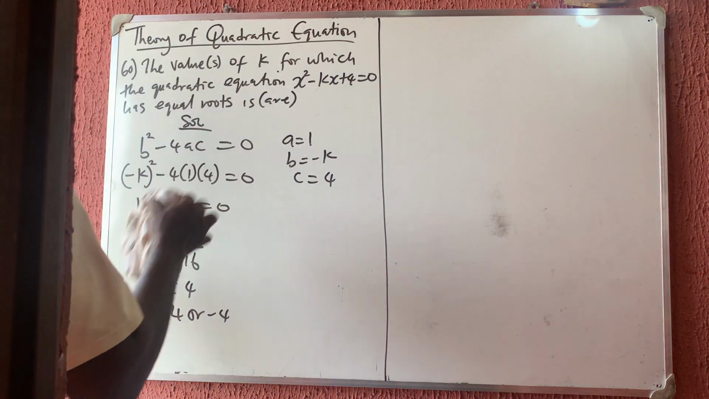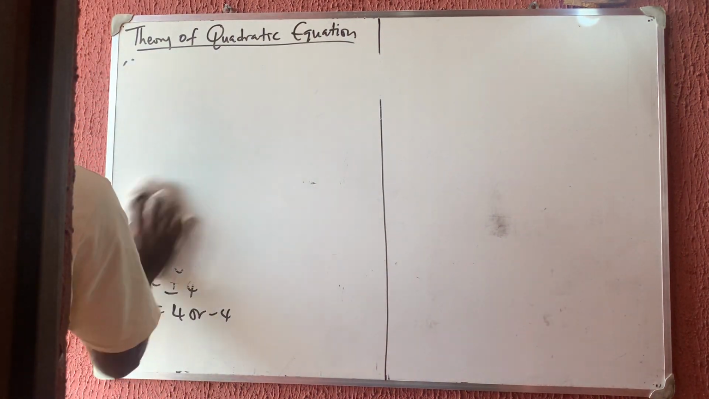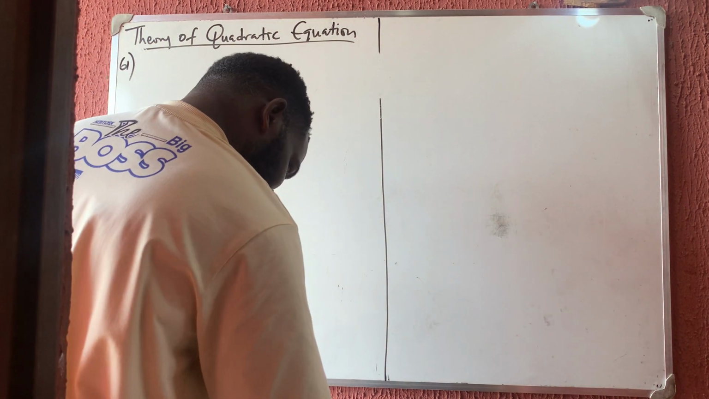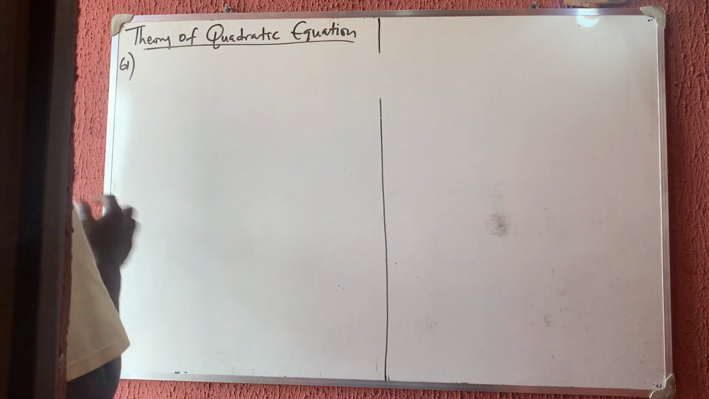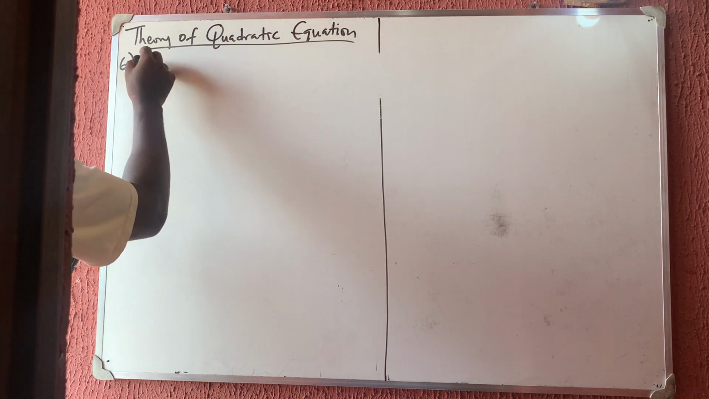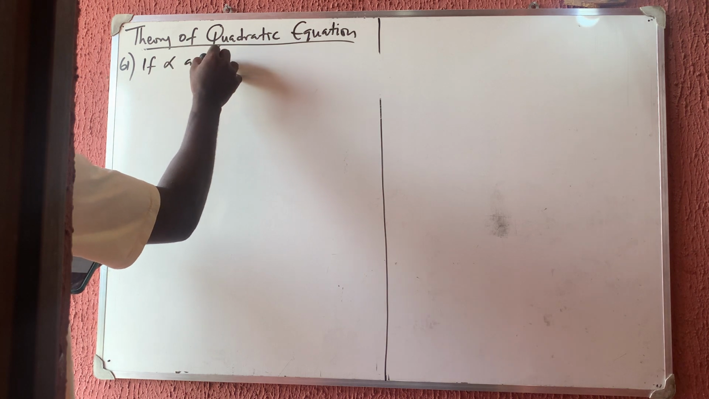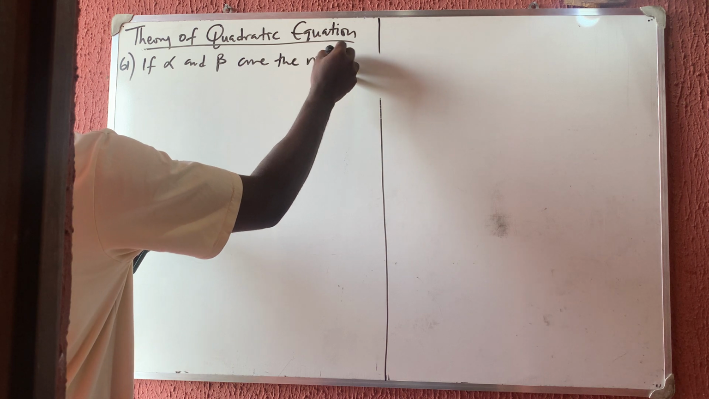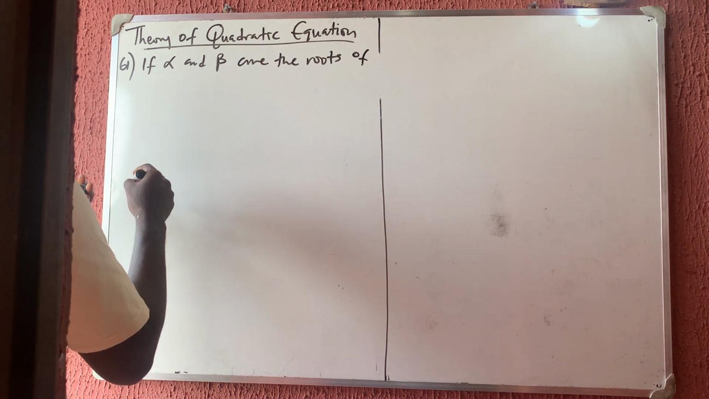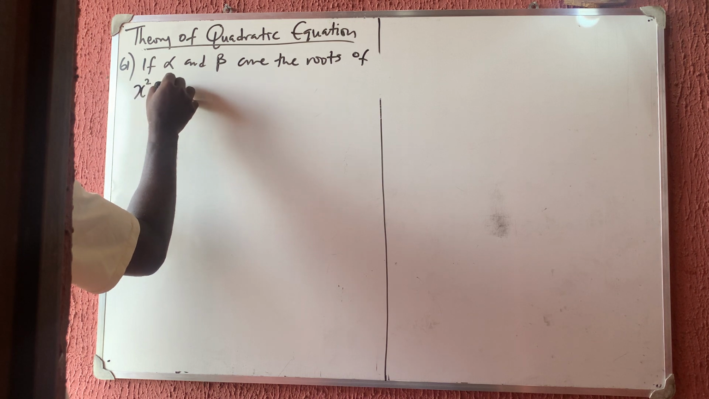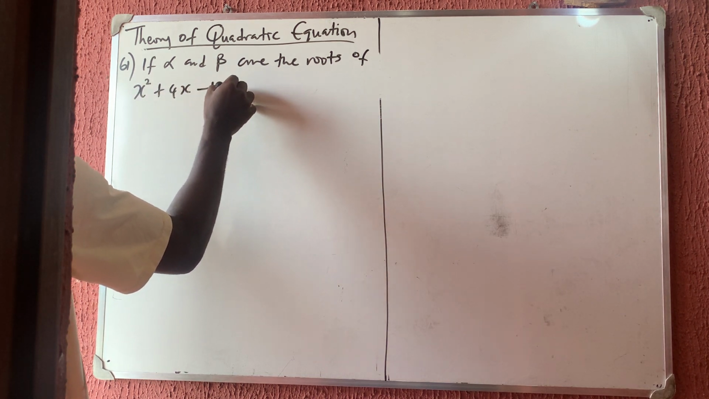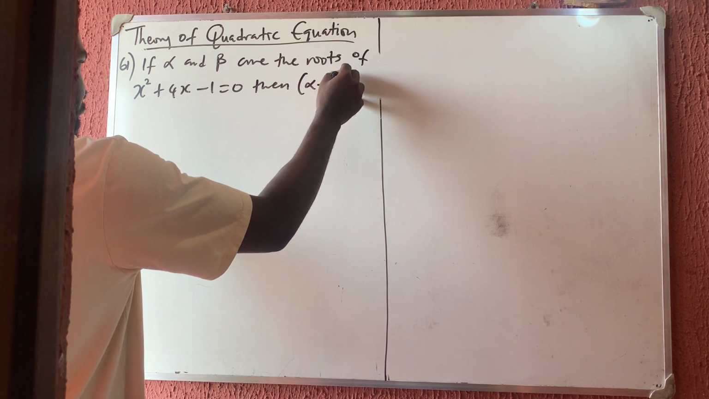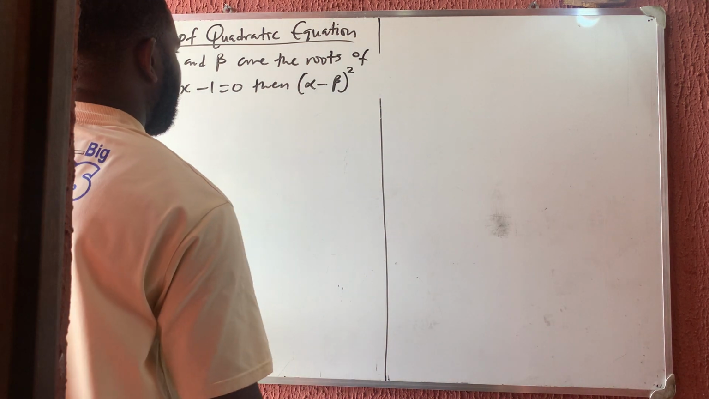Question number 61. Question number 61 said if alpha and beta are the roots of x squared plus 4x minus 1 is equal to 0, then we should find alpha minus beta all squared. Okay, this is a very simple question.